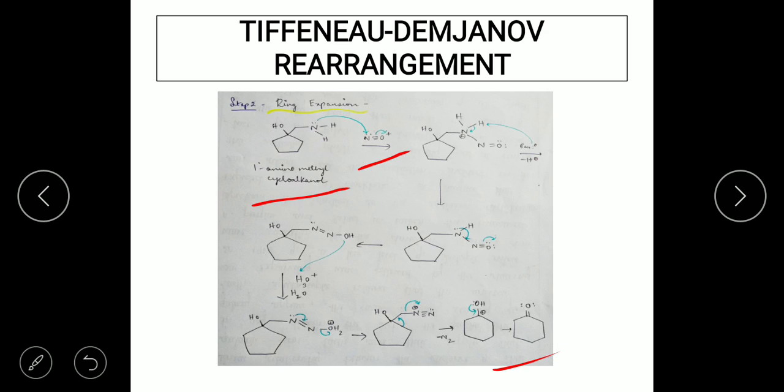Now let us look at the mechanism. See, the first step is nitrogen is a nucleophile here. It is having a lone pair on it, so this is going to act as a nucleophile. It is going to bond with the nitrogen of the nitrosonium ion, and there is going to be movement of electrons towards the oxygen to release the positive charge. So once that happens, it is going to give an intermediate of this kind.